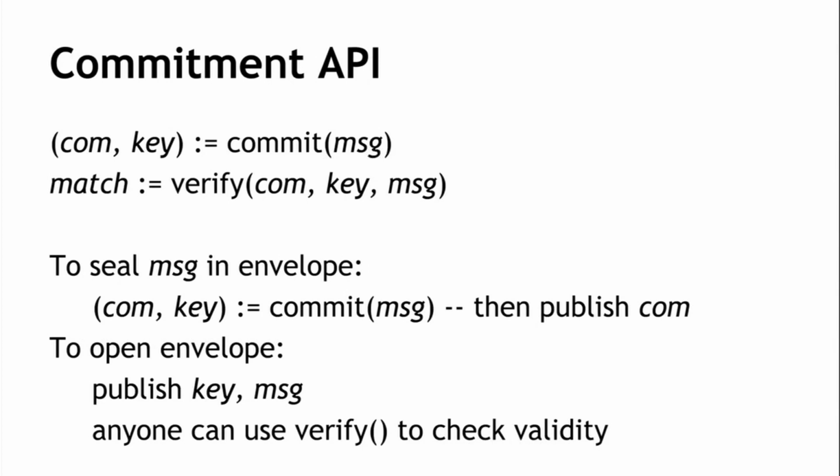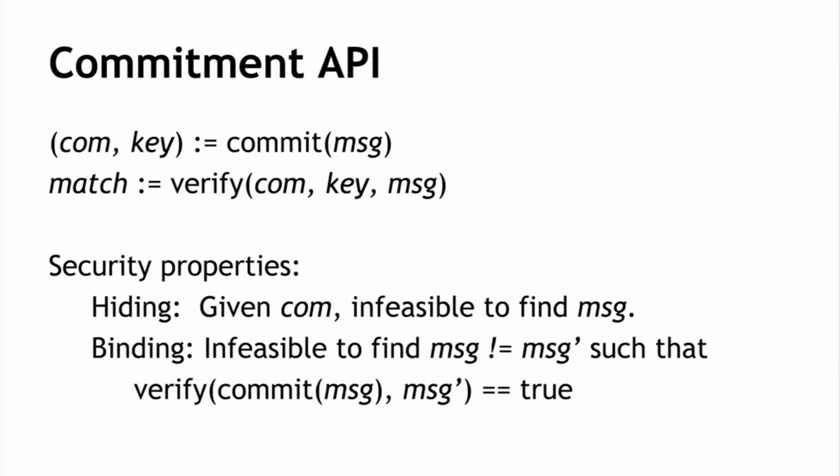Okay. And the property, of course, we want from this is that it behaves like sealing an envelope. And in particular, the two security properties are these. First, given COM, the commitment, the envelope on the table, someone just looking at the envelope can't figure out what the message is. The second property is that it's binding, that when you commit to what's in the envelope, you can't change your mind later. That is, it's infeasible to find two different messages such that you can commit to one message and then later claim that you committed to another, and the whole thing will verify. Okay, so how do we know that these two properties hold?